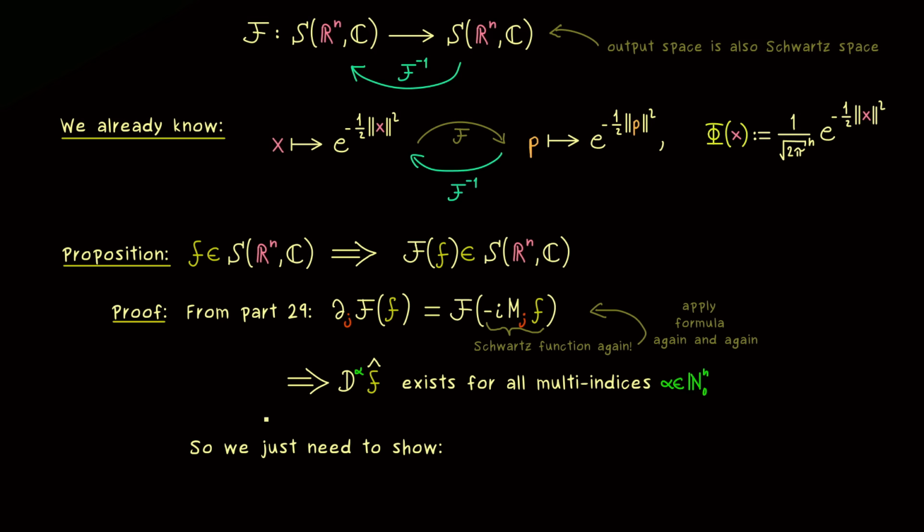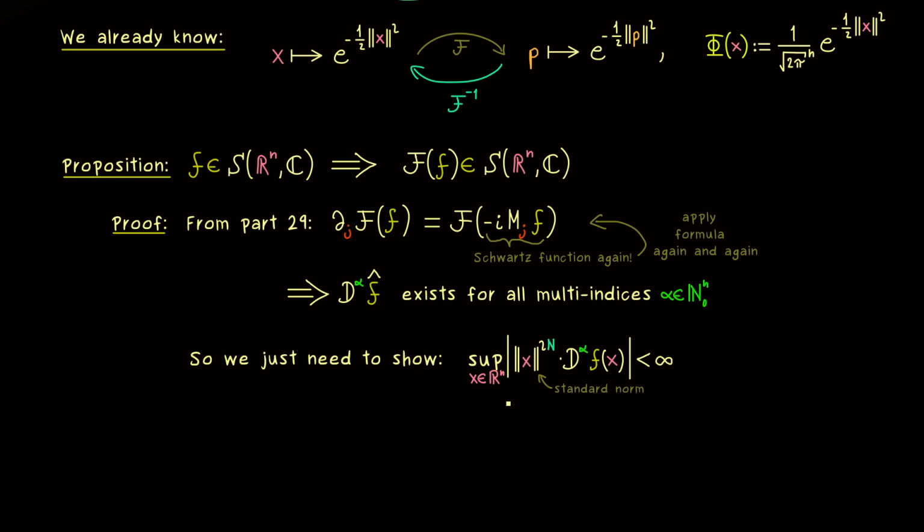So the only thing that remains to show is that we are still rapidly decreasing. And please recall this important property that can be described by such a supremum. This means when we multiply any derivative by a polynomial, then this should still be a bounded function, regardless which orders are involved here. So we have this property for f, and now we also want to have it for f hat. And there you might already recognize that on the left we have a multiplication operator and on the right we have a differentiation operator.